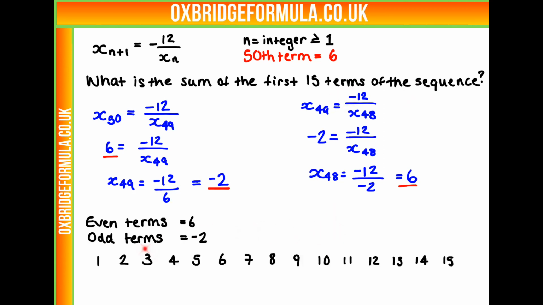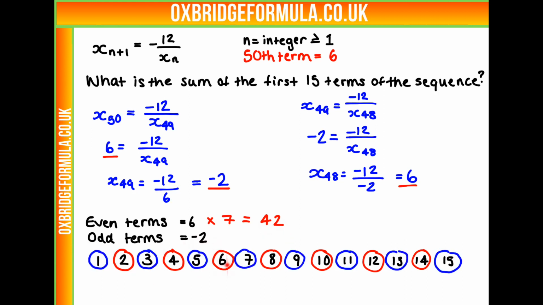So if we think about all of our numbers 1 to 15, how many even numbers do we have? Well, we've got 1, 2, 3, 4, 5, 6, 7. So that's 7 times 6, which is 42. And how many odd terms do we have? Well, we have 15 minus 7, which is 8 terms. So that's minus 2 times 8, or minus 16.